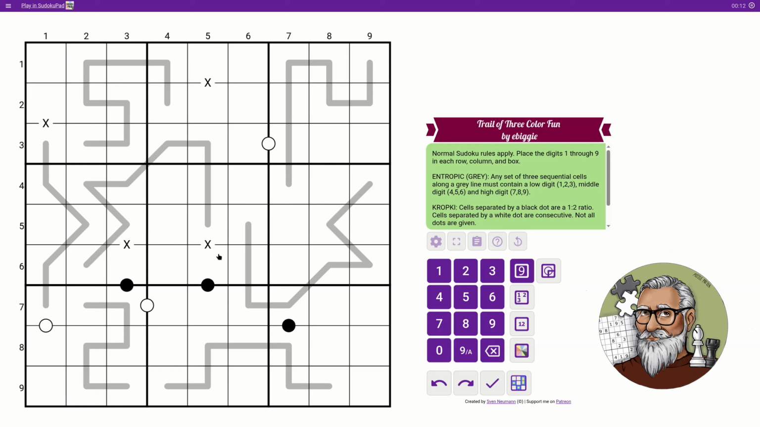Today I'm going to be trying my hand at Trail of 3 Color Fun by ebiggie. If you'd like to give it a go, there will be a link in the description below. If you do, please let me know how you fared and what you thought of it. Right, let's read the rules.